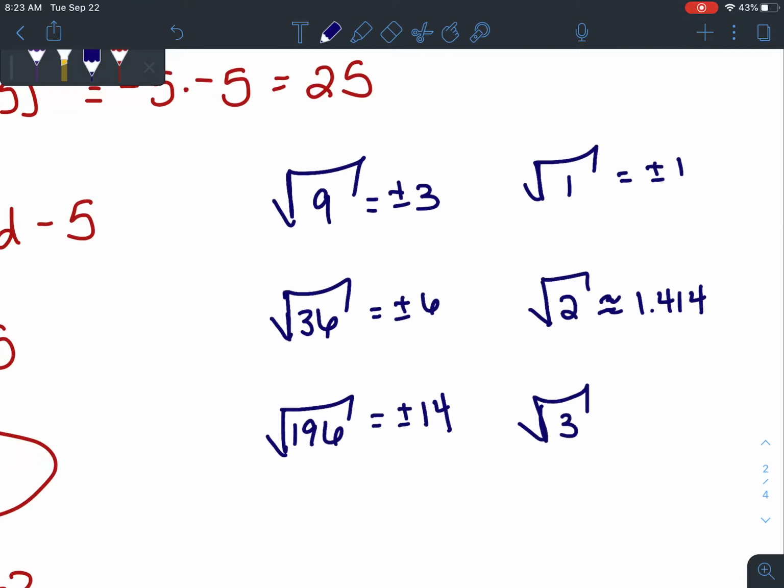Yes, 1.41421... goes on forever. Okay? Same thing with the square root of 3. That is not a perfect square. So when we take the square root of that, it's 1.73205... Right? Do you remember what we call these types of numbers?